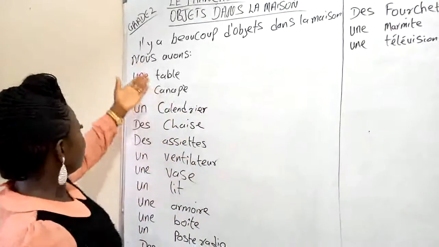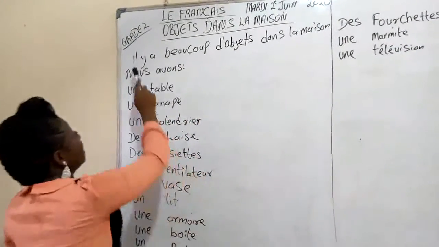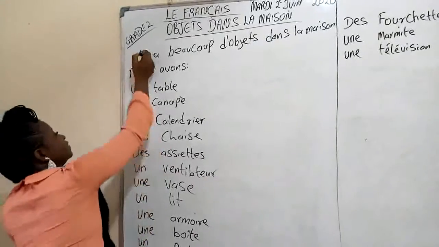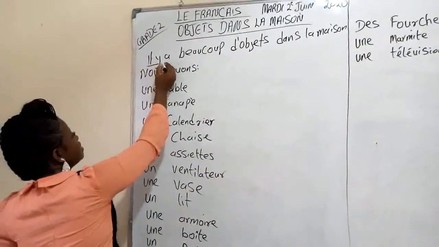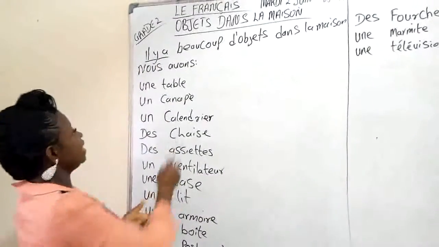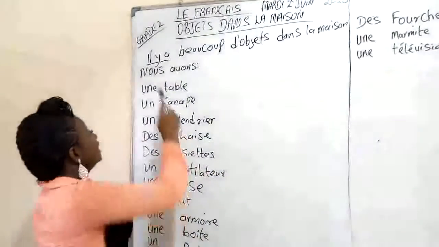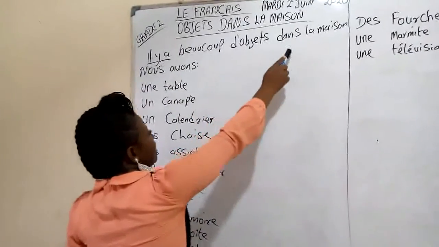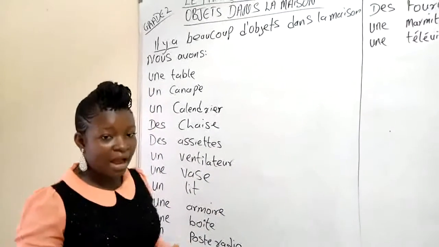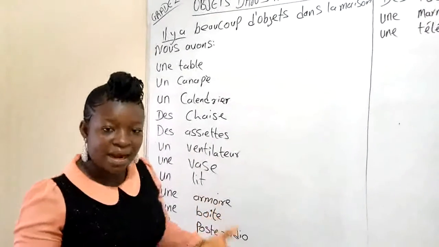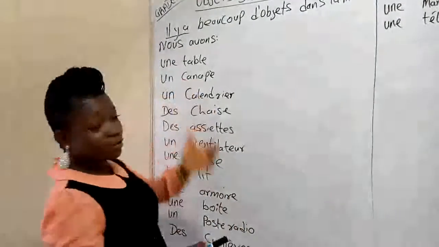So here on the board we have "il y a beaucoup d'objets dans la maison." Il y a. This is "il y a." All this is "il y a." So "il y a beaucoup d'objets dans la maison." There are so many objects in the house. And then you start, we have, start mentioning them. Is that clear? Alright. How do you say "we have"?